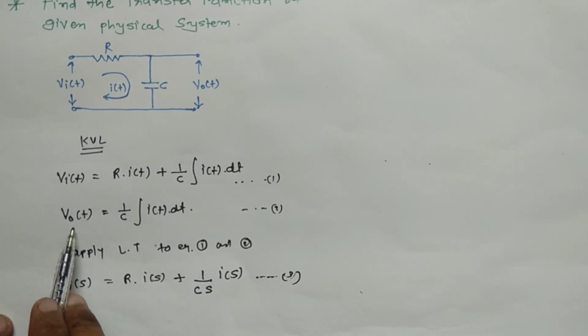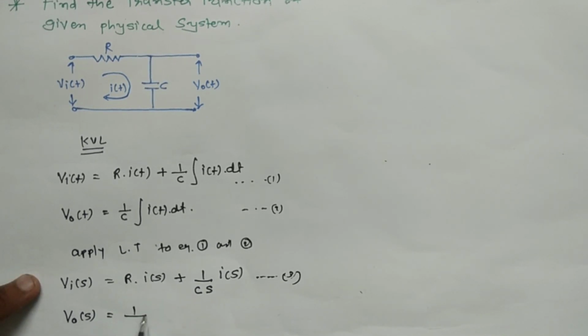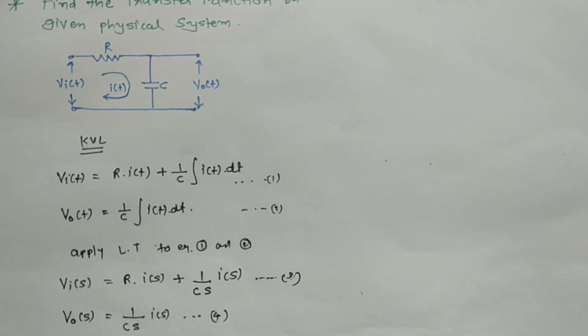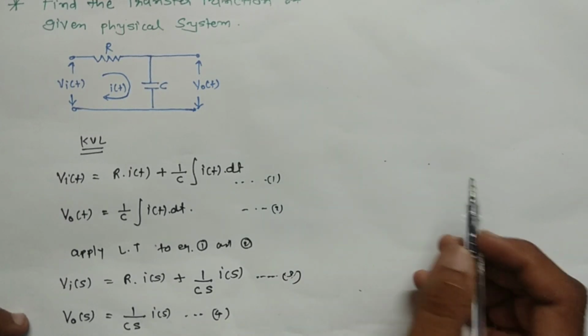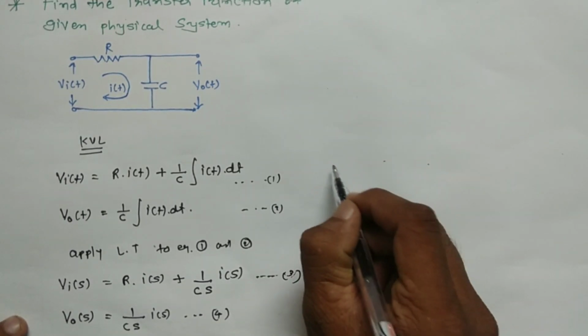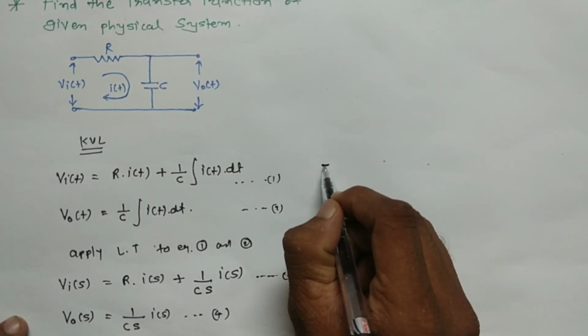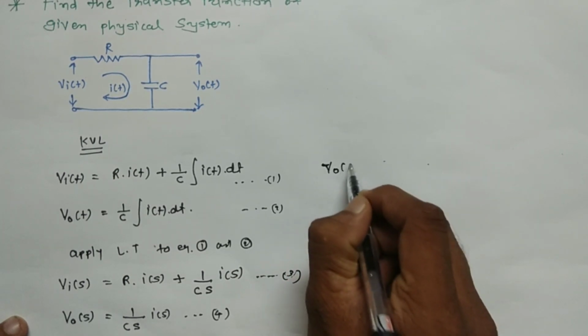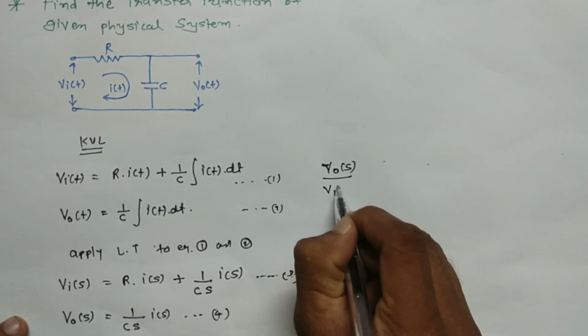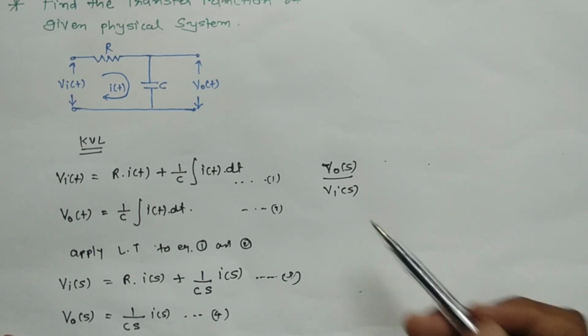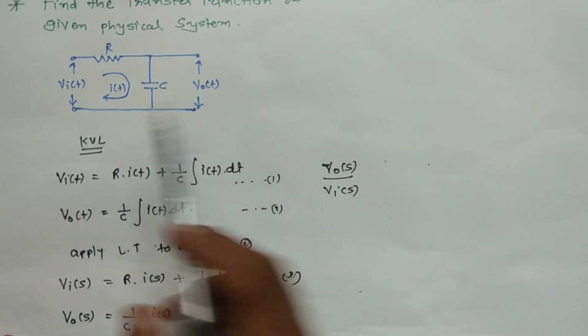Now, from the second equation we can write V0 of s is equal to 1 upon Cs I of s. That is equation number 4. Now, according to our transfer function definition, we can write the transfer function as V0 of s upon Vi of s. That is the transfer function for this circuit.